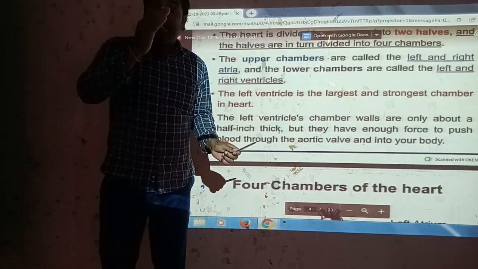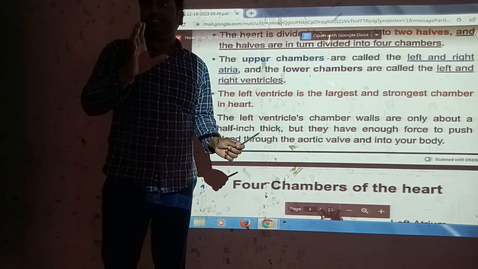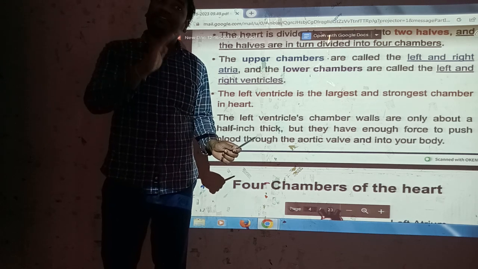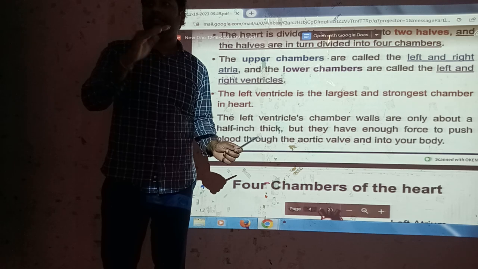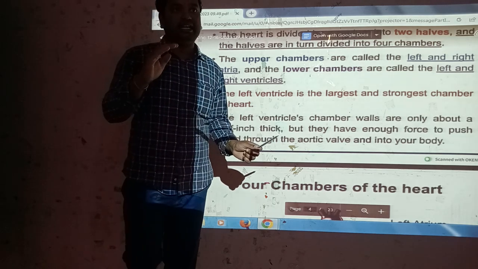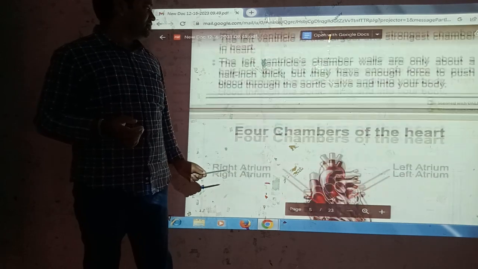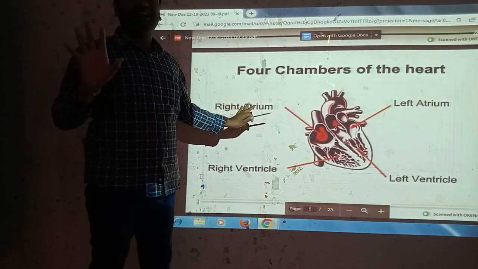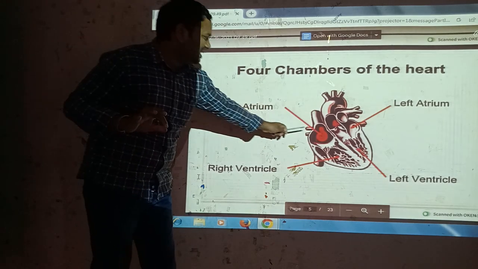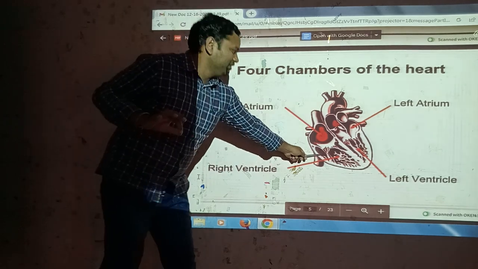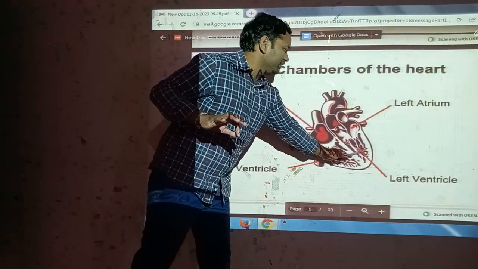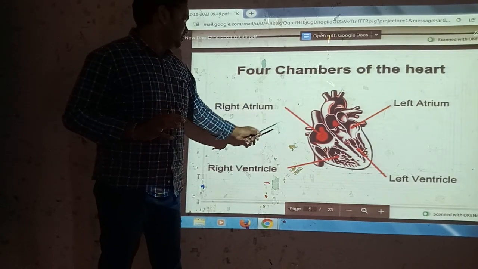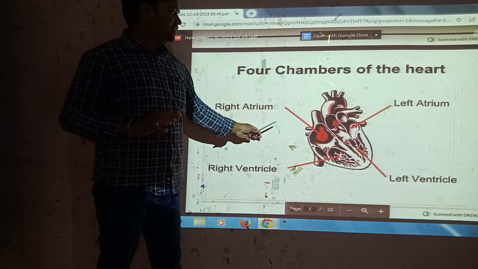The atria and ventricles are separated by the atrioventricular septum. The left and right atria are separated by the atrial septum. This is the interventricular septum. Next one. The chambers of the heart, totally four chambers: this is the right atrium, this one is the right ventricle, this one is the left atrium, this one is the left ventricle. The atrium and ventricle are separated by the atrioventricular septum.